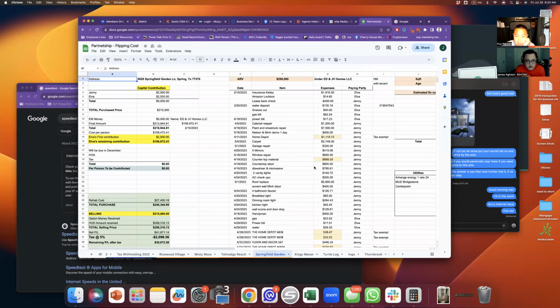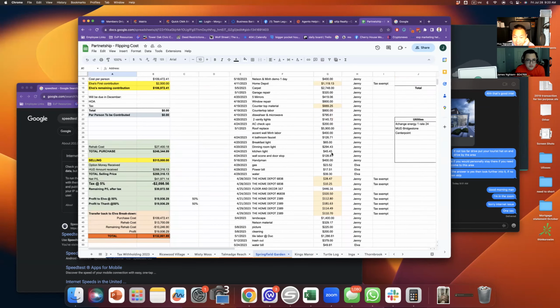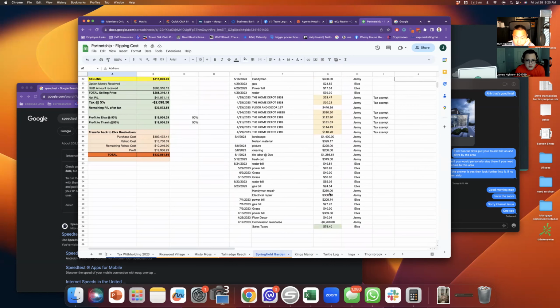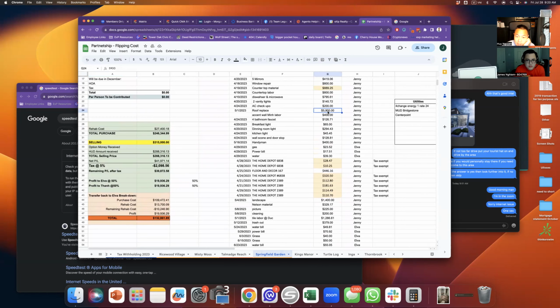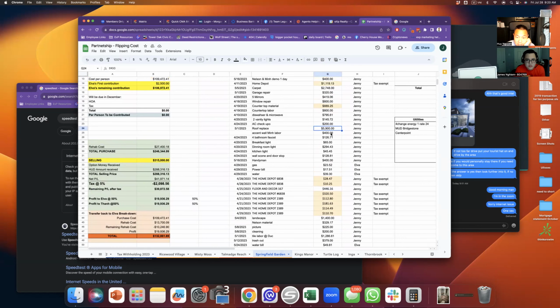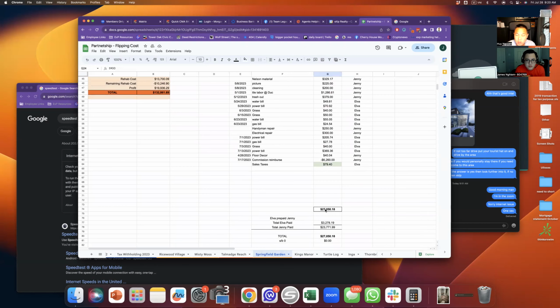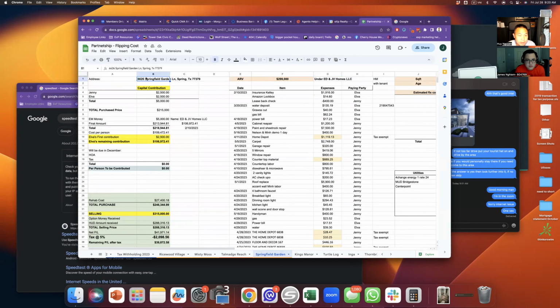Correct. So let's look at Springfield Garden. At Springfield Garden, we actually replaced the entire roof, and this is how it cost us 27 to repair. Let me see how big it is.